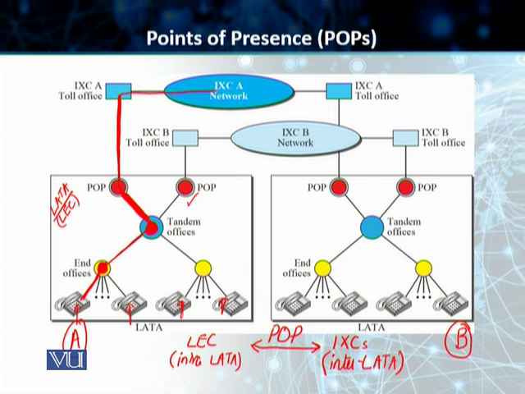It will travel on to the inter-exchange carrier network, and this inter-exchange carrier network will have a POP in every single LATA. So it will throw your call onto this POP in a different LATA where B resides. The call will be handed over to B's local exchange carrier again. The tandem office will then hand it over to the end office that has subscriber B, and the call will ultimately be handed over to B.